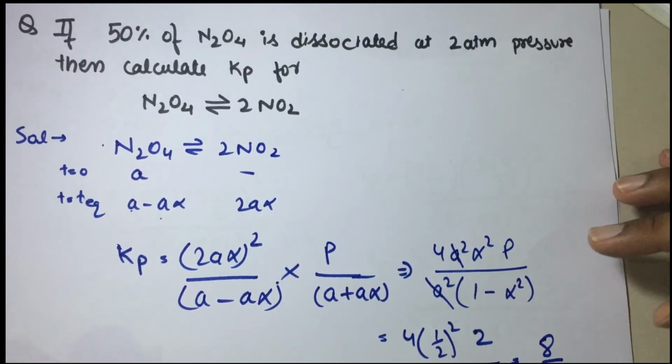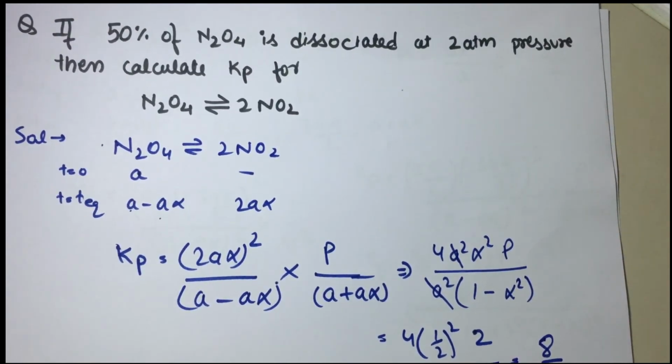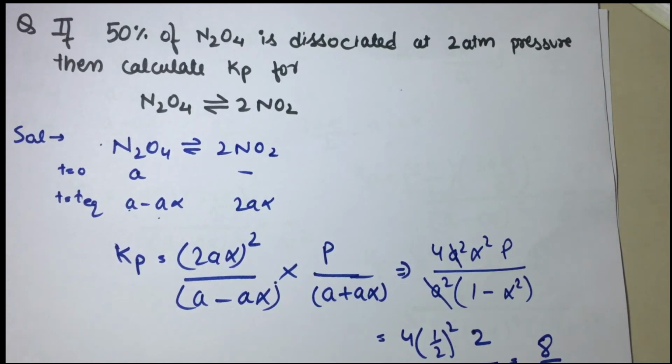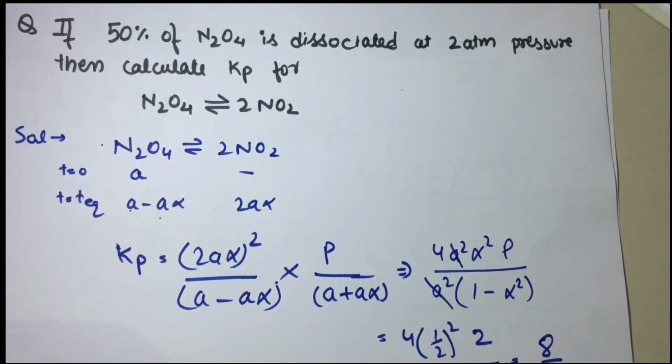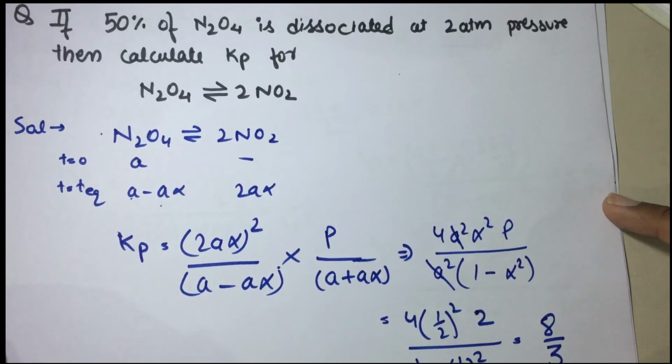देखो इस क्वेश्चन में क्या किया अपन ने, कुछ भी नहीं किया है. अपन ने Kp का एक्सप्रेशन रखा, A अपने आप कट गया, अल्फा और P की वैल्यू निकाल दी और ये आ गया अपने पास Kp, which is 8 by 3.